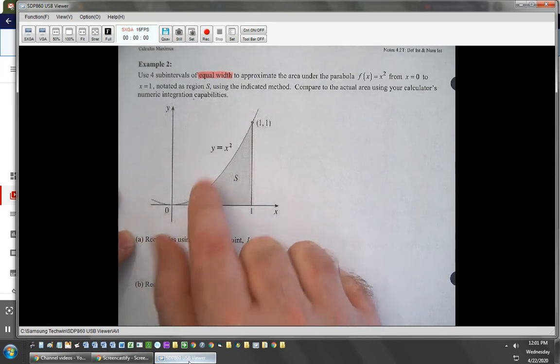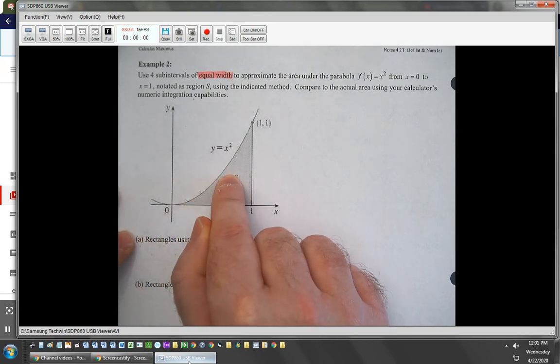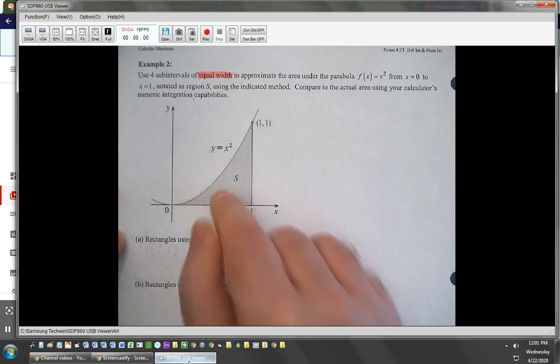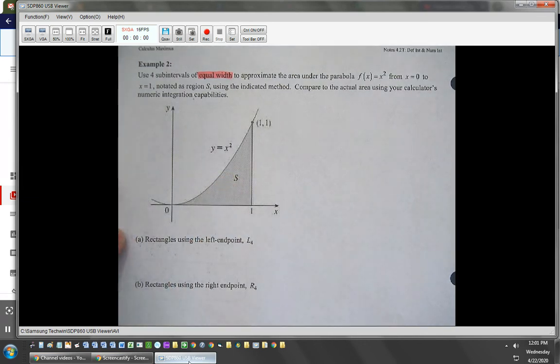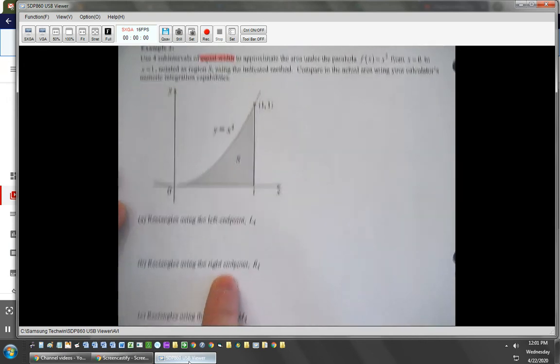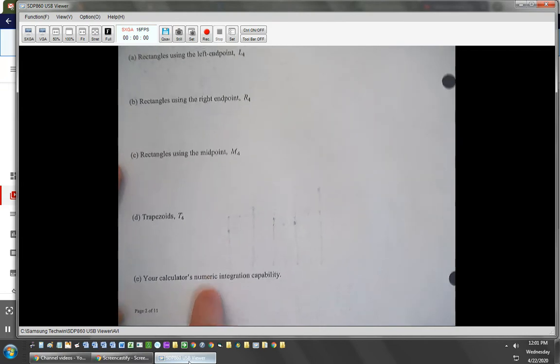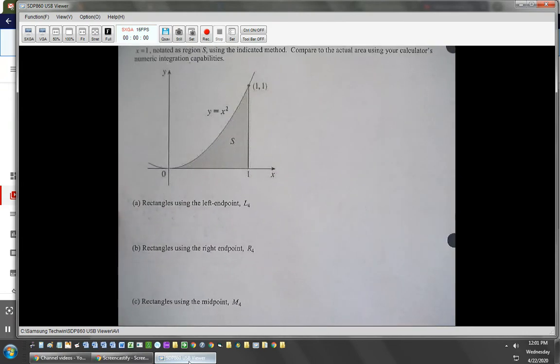So we're trying to find the area of this region, and they'll usually highlight it, shaded in, and then use some sort of capital letter to indicate the area that they're talking about. So we want to do this using a left endpoint, a right endpoint, midpoint formula, trapezoids, and then I'm going to show you how to do it on your calc as well. So let's start off with doing the left-hand endpoint.